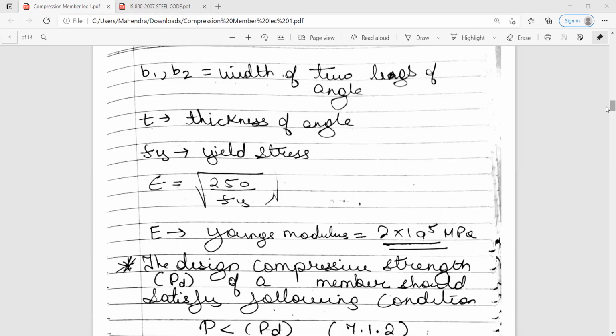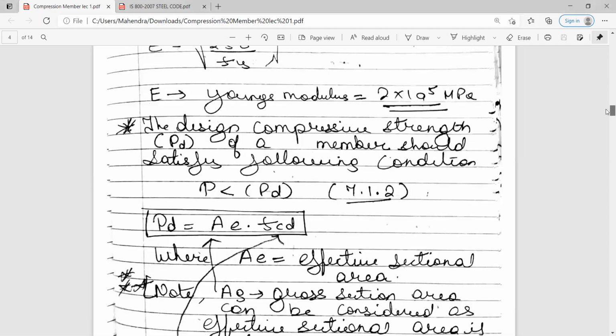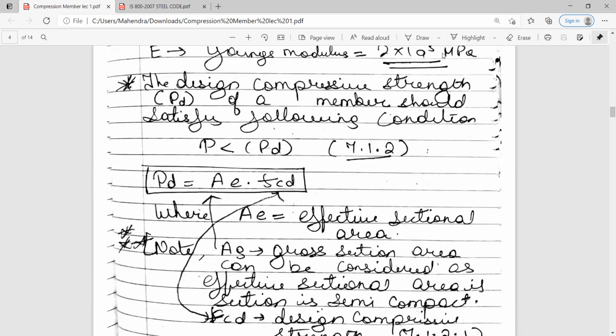Okay. Now the design compressive strength PD is for a member that would satisfy the following conditions. That is, P should be less than PD, and the formula to calculate PD is A into FCD. So A is nothing but the effective sectional area, and FCD is nothing but the design compressive strength. Again, it is given in clause number 7.1.2. So here these conditions should be satisfied to calculate the design compressive strength. The design compressive strength is denoted by PD, and P should always be less than PD. And the formula to calculate PD is A into FCD.